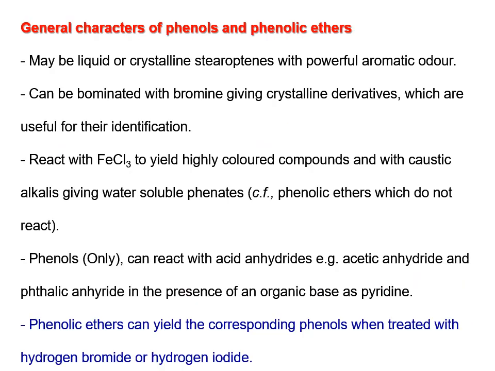General characters of phenol and phenolic ethers: they may be liquid or crystalline stearoptene with strong aromatic odor. As before, we know that the stearoptene is the oxygenated constituent of volatile oil. Phenol also can be brominated with bromine to produce crystalline derivatives, which are useful for their identification.